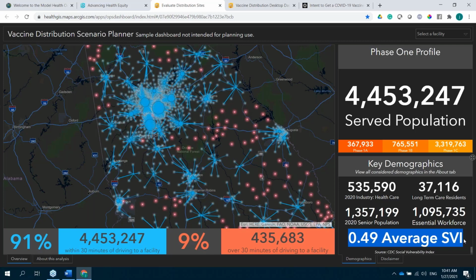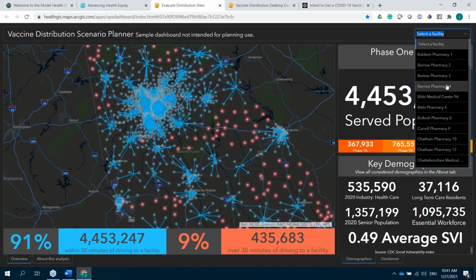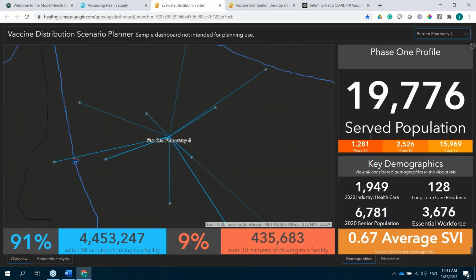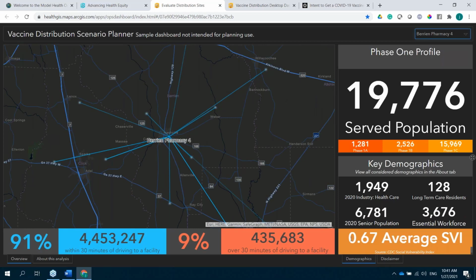This index can help us prioritize those communities that most likely will need a closer vaccination venue. For example, if I select Pharmacy 4, you can see that we have an SVI close to 0.7. So a health official could start thinking about ways to prioritize these communities or ways to deploy new vaccination venues in this area.